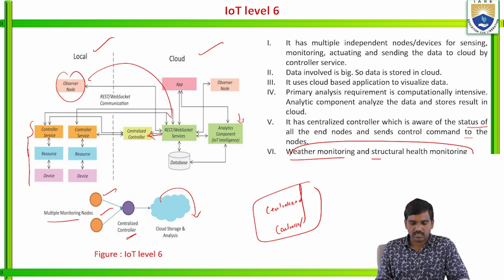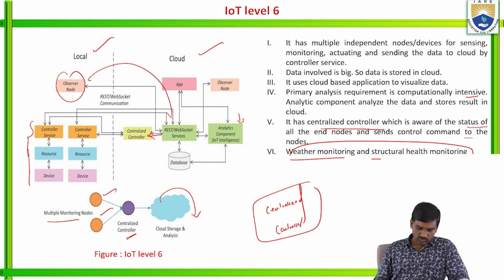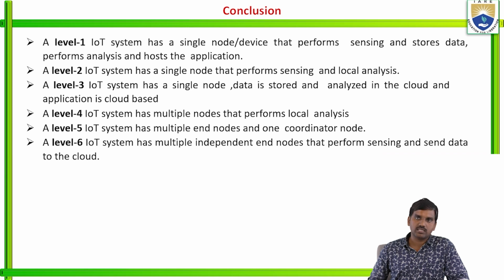The primary analysis requirement is computation intensive. It has a centralized controller which is aware of the status of all the end nodes. So these are the level 6 features.